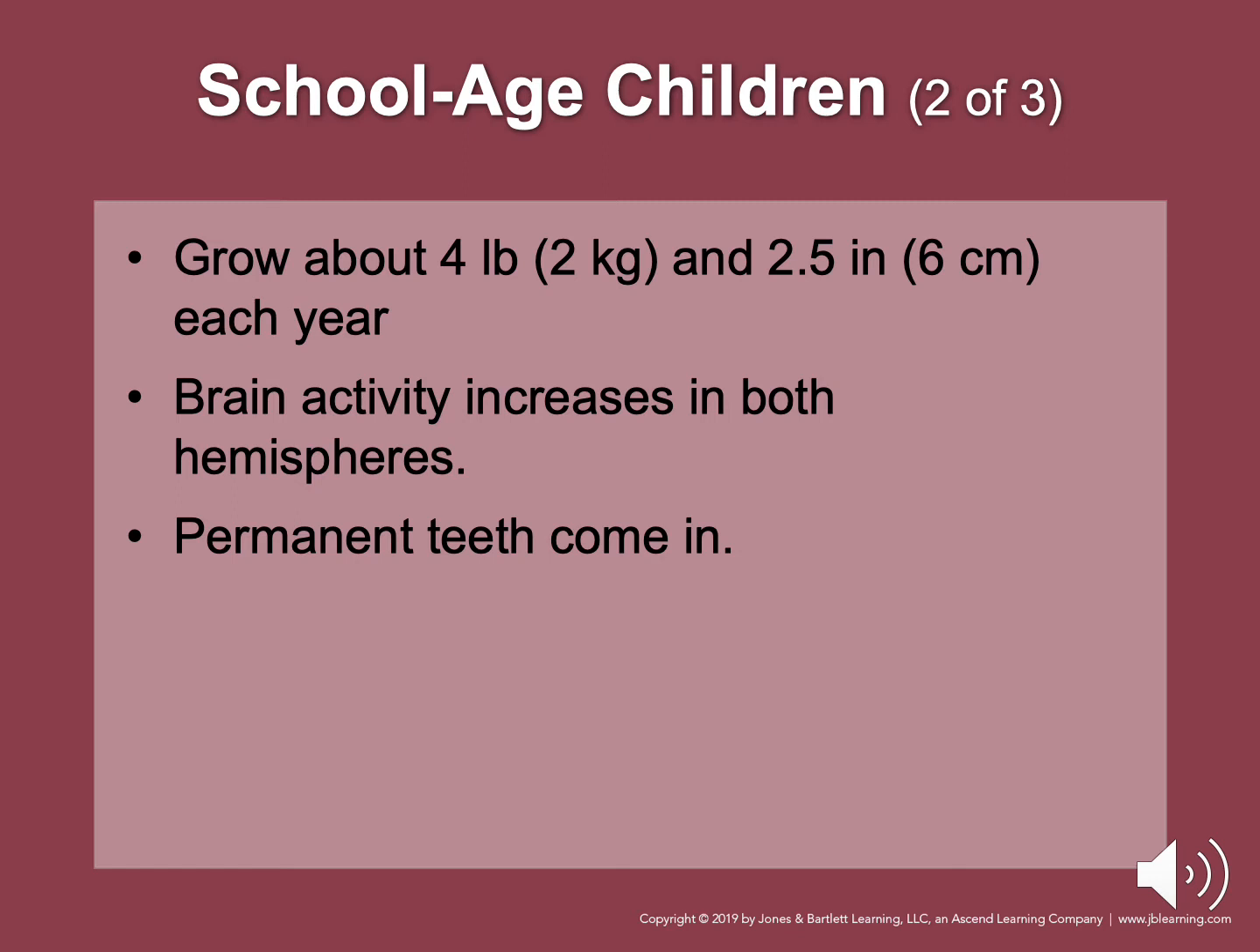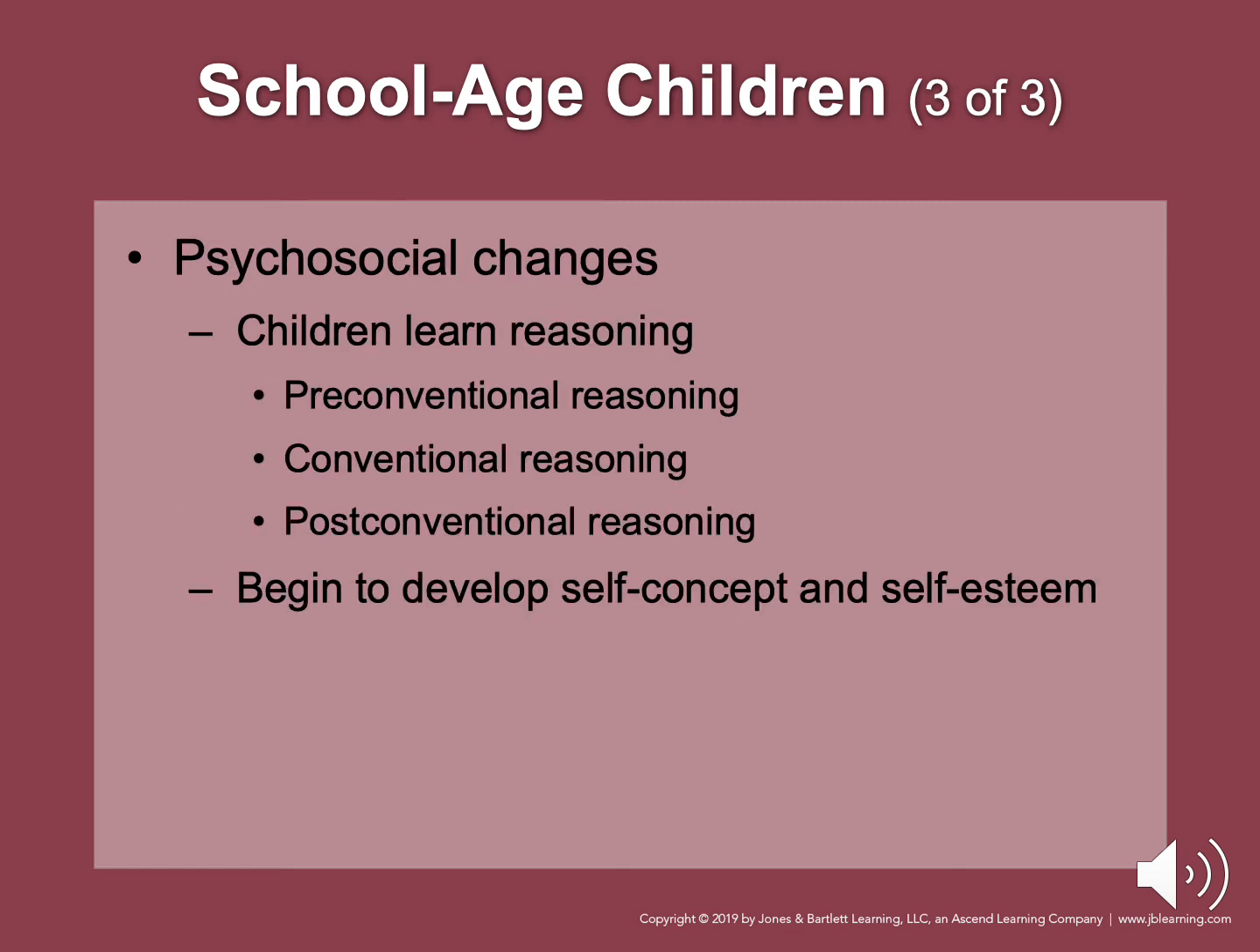Some psychosocial changes: this is a critical time in development where children learn various types of reasoning. With pre-conventional reasoning, children act almost purely to avoid punishment and get what they want. They try to stay out of trouble, but they know what they want and they're going to try to get it by pushing your buttons.